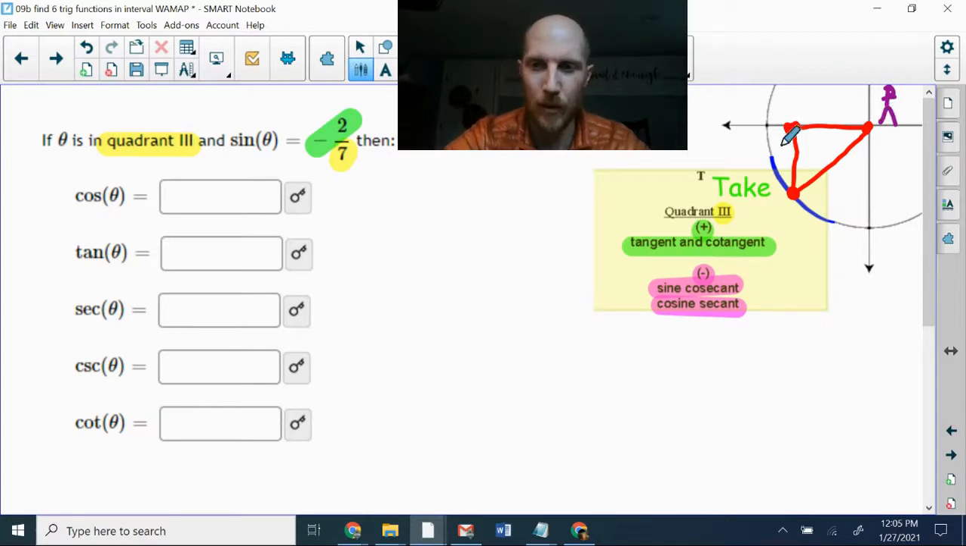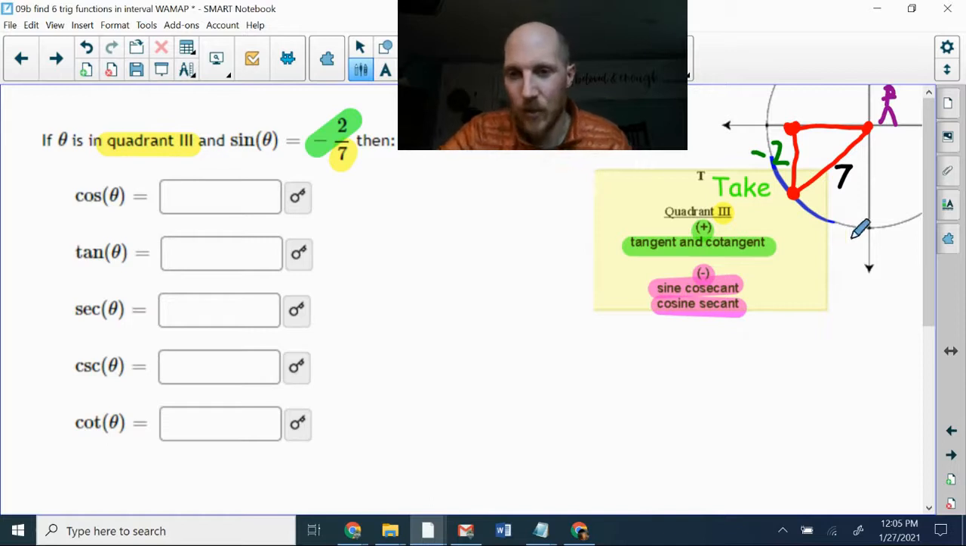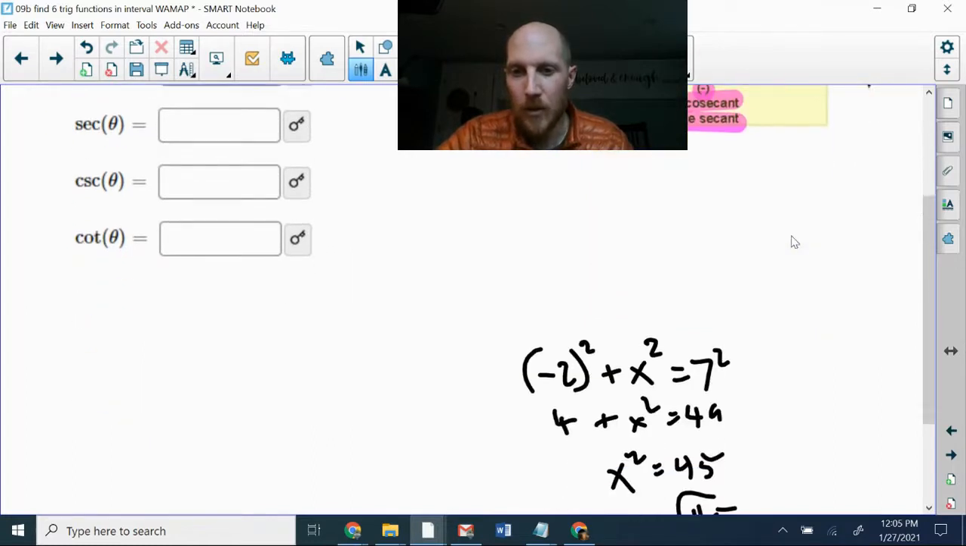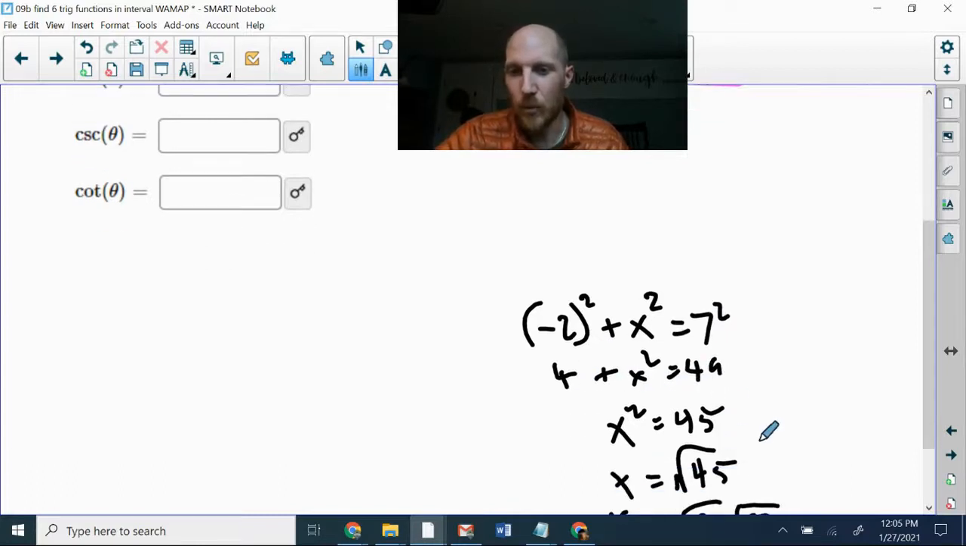From the perspective of my graph walker, the opposite side is over here, and the hypotenuse of 7 is going to go here. And I'm going to need to find that missing side length. So I'm going to set up the Pythagorean theorem to find this missing side. We'll call that x. So negative 2 squared plus x squared is 7 squared. I squared all of those, subtracted the 4, and then took the square root. So x is going to be radical 45.